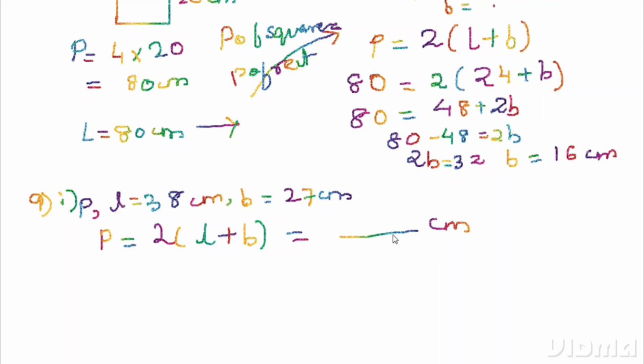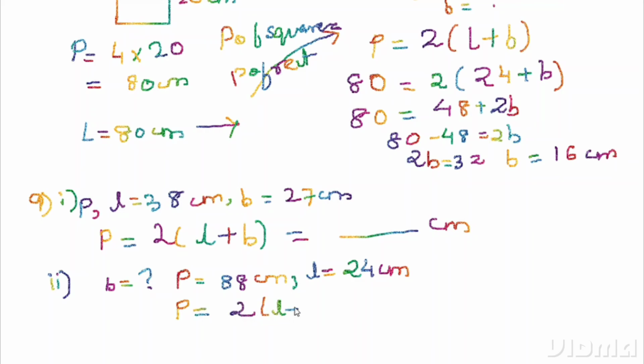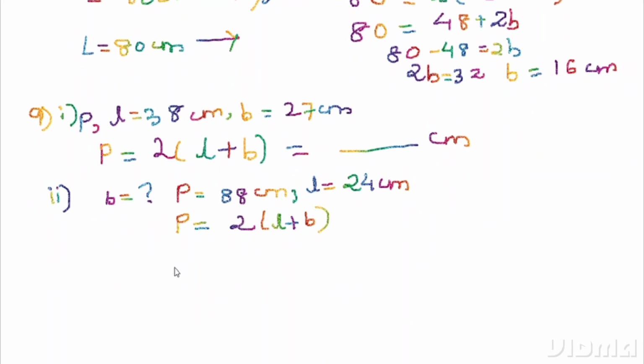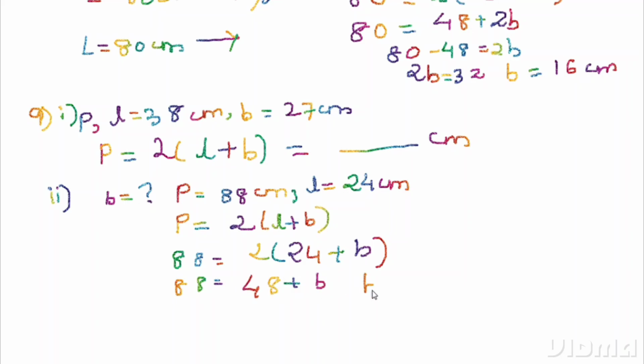Now in the second part they say you have to find the breadth, and they have given you the perimeter as 88 centimeter and the length as 24 centimeter. So what is my perimeter? Perimeter is 2 times L plus B. So 88 is 2 times 24 plus B. So 88 is equal to 48 plus B. And then what is my B? Yes, B is 40 centimeter. So this is the second part of the question.